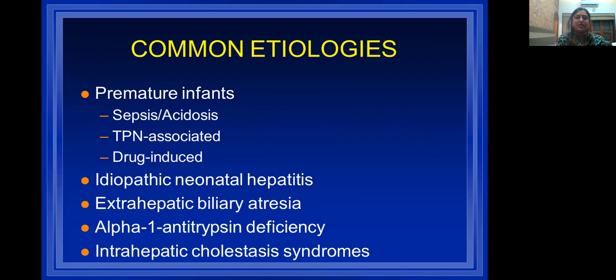Now, what are the commonest etiologies amongst so many types which cause cholestasis? In the case of premature infants, it is mainly because of sepsis and drugs, and also because of the use of PPN, in which the intralipid portion is responsible for cholestasis. Then idiopathic neonatal hepatitis is also a common cause of intrahepatic cholestasis. Extrahepatic biliary atresia, alpha-1 antitrypsin deficiency, and other intrahepatic cholestasis syndromes, as we have read.